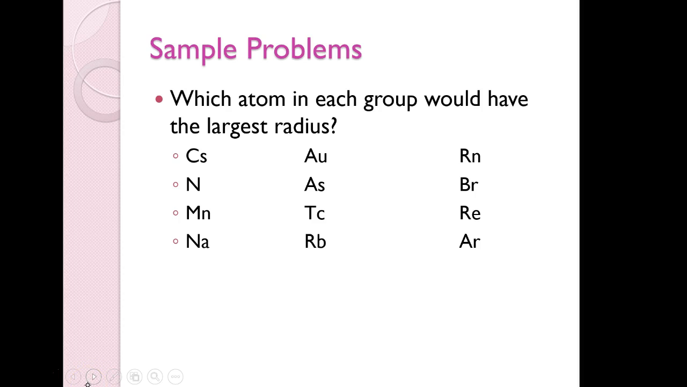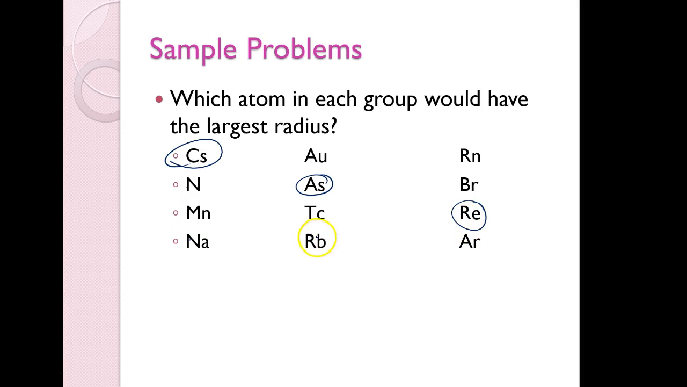So which atom in each group would you expect to have the largest radius? So Cs, Au, and Rn. Cs is farthest to the left. N, As, and Br. Okay, so As and Br are below nitrogen, but As is to the left. Manganese, Tc, and Re. Gosh, I don't even know where they are on the periodic table, but I think Re is farther down at the bottom.